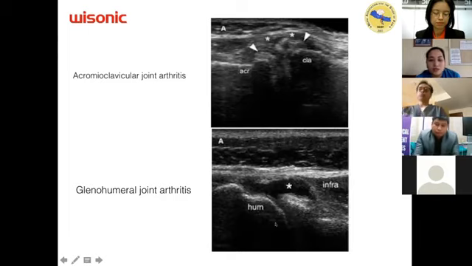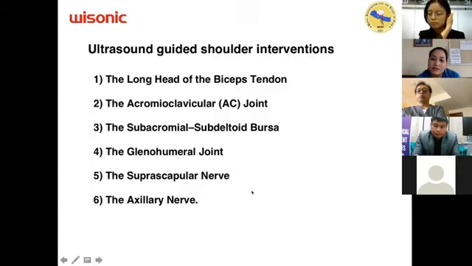This is a picture showing the posterior glenohumeral joint. This is the humerus, and this is the glenoid cavity. We can see that there's marked reduction in the joint space with irregularity in the bony lining, as well as a collection which is inside the capsule, in the posterior glenohumeral joint. So this confirms the diagnosis of glenohumeral joint arthritis.